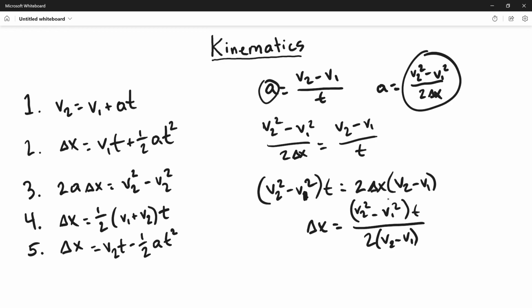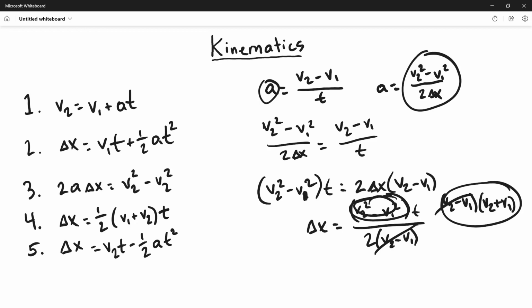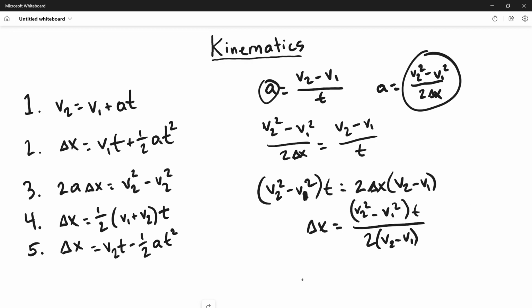Now if you recognize this, this is just the same as v2 minus v1 times v2 plus v1. So what we're going to do is expand this out into this, and we're going to cancel out the minuses to leave us with the plus. I'm going to delete all of that real quick so I have room to write. So we're left with delta x is equal to 1/2. You have the 1 over 2 right there.